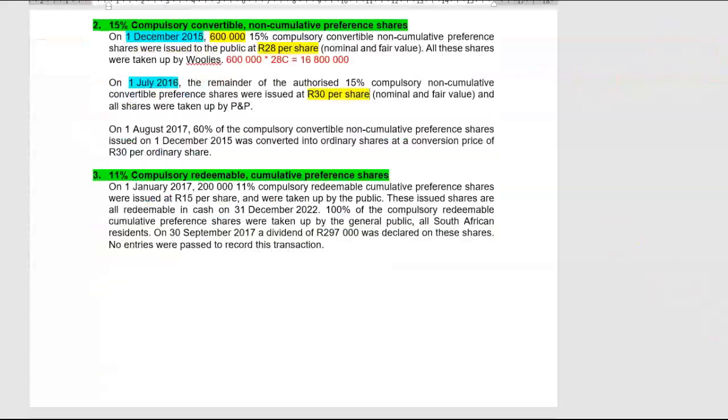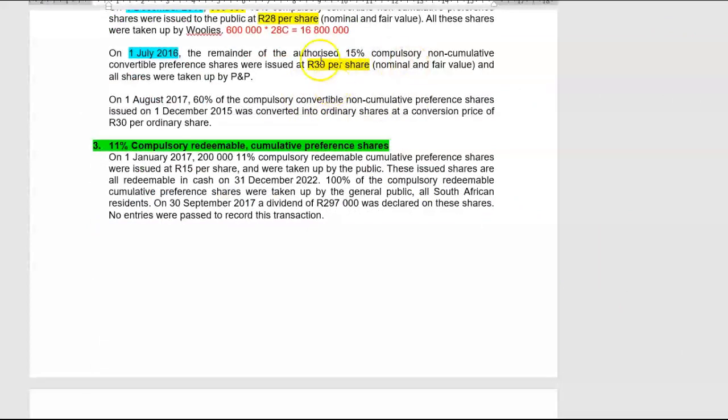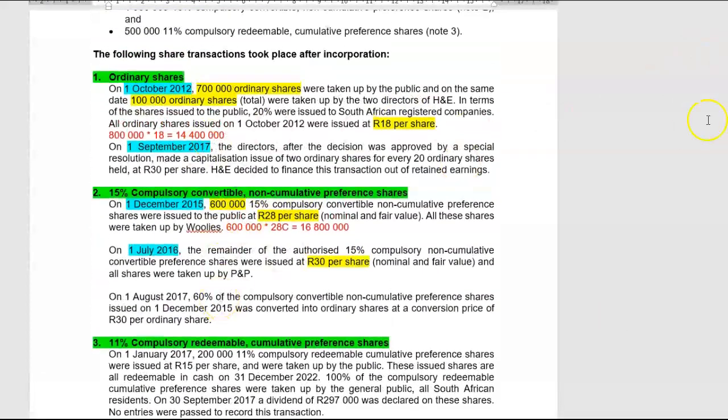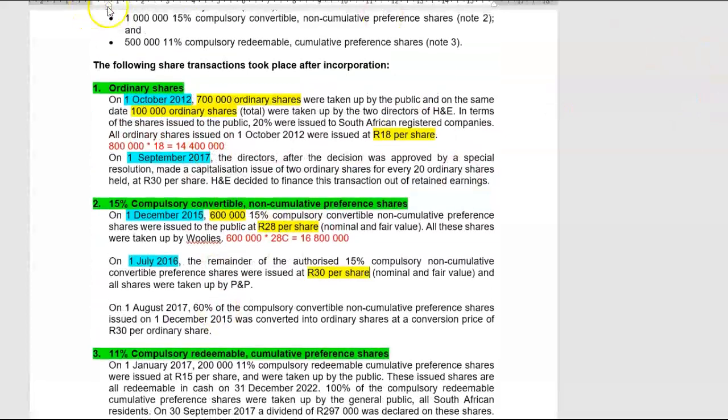Also previous financial year. So this share issue, the remainder, initially it was 600,000. We are authorised to issue 1 million. So now we're going to issue the other 400,000, also in a previous financial period, times 30, and that then gives us part of our opening balance of 12 million rand.